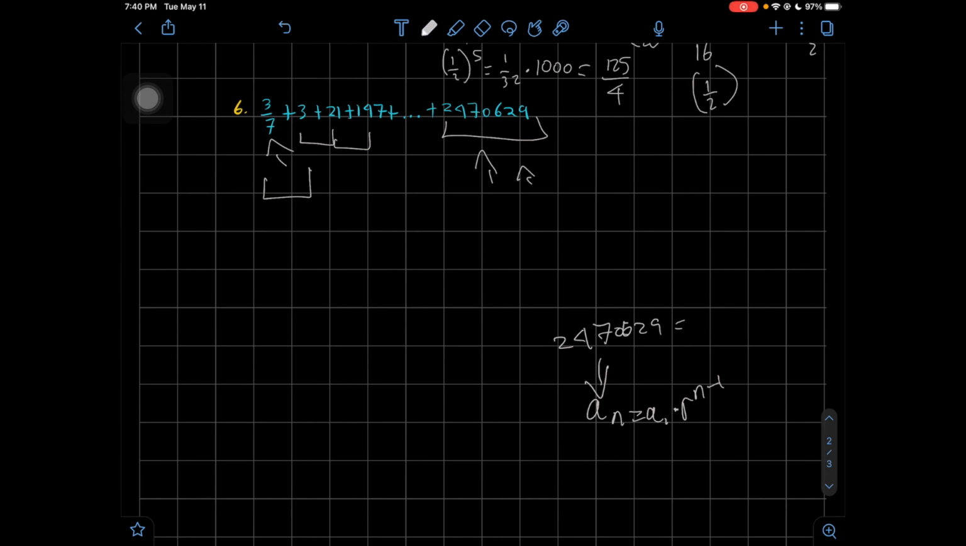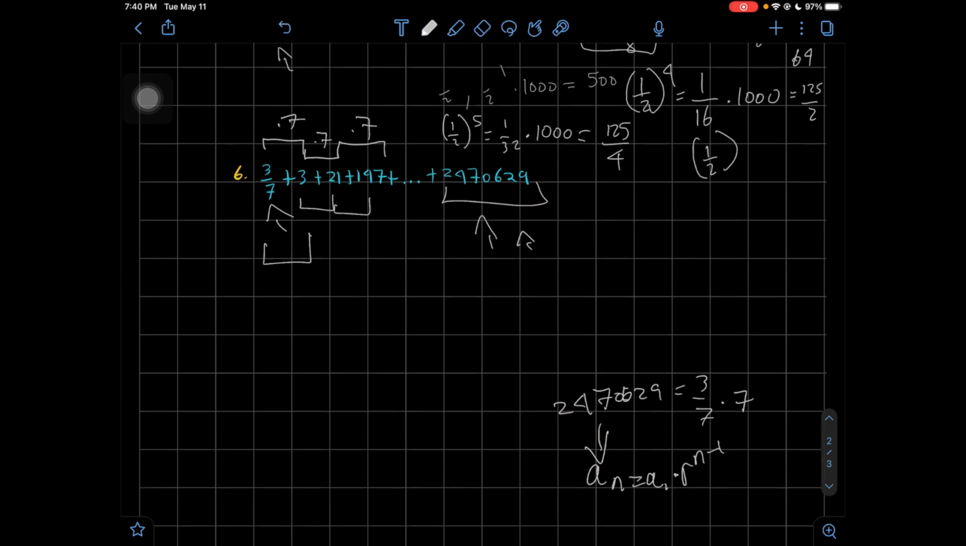And that equals our a1 value, which is 3/7, times, and we can see that going from 3/7 to 3, we're multiplying by 7. 3 to 21, multiplying by 7. 21 to 147, multiplying by 7. So we can see our r value is 7 because we keep multiplying by 7 in order to get our next value. So we have 7 to the power of n minus 1.